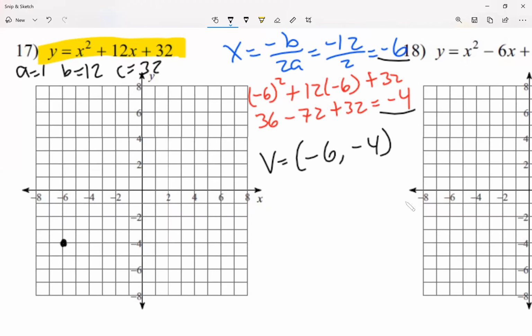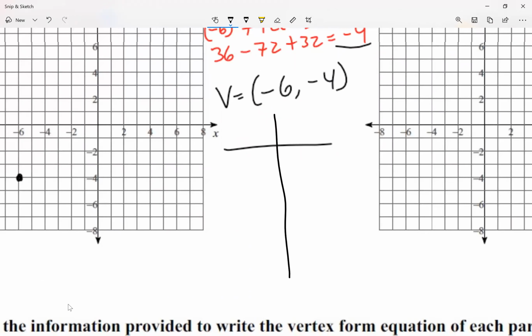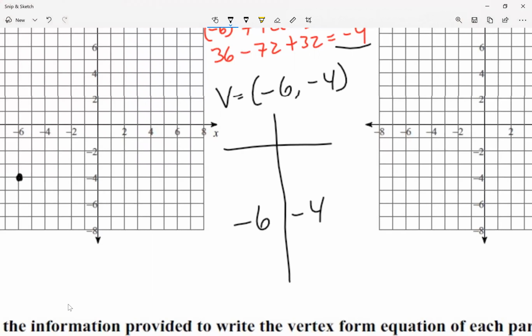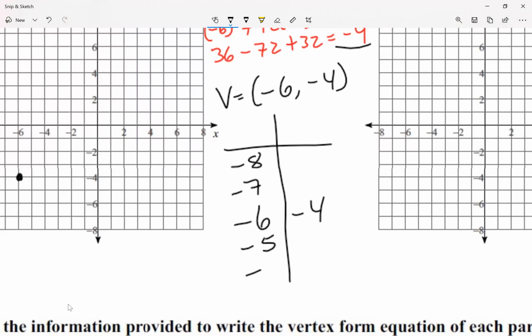Easy to plot in. Because A is positive, I expect this to be going up. All right, but I need a few more points. Okay, let me create a chart. I'm going to put my vertex in the center, -6, -4. Let me choose two numbers less than -6, so -7, -8. Two numbers bigger than -6: -5, -4.